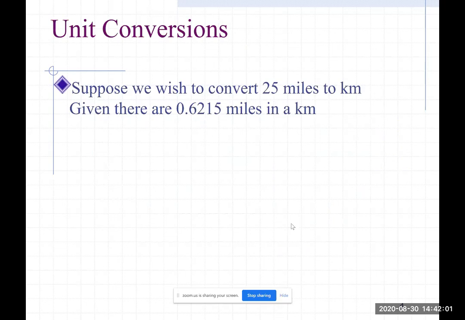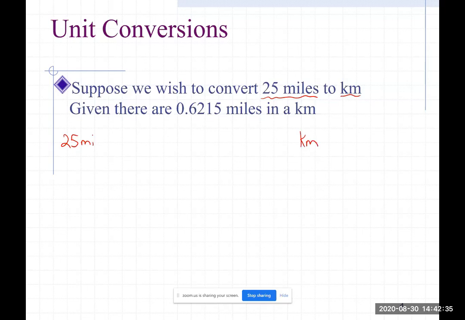So let's give this a try. Suppose we wish to convert 25 miles to kilometers. And we have a conversion here, some tabular data that we don't know where it came from. 0.6215 miles in a kilometer, that's given to us. We know that we have our 25 miles. So we're going to write that down on the left. And we're after kilometers, so we're going to write that down over here on the right.